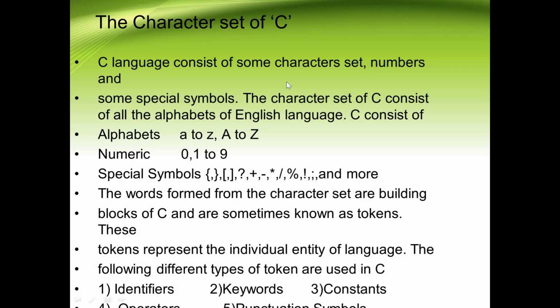Here are some characters of C language. C language consists of a character set, numbers, and some special symbols also. We are going to use alphabets like A to Z and numeric values like 0 and 1 to 9. Special symbols are braces, semicolon, question mark, plus, minus, and all the symbols which we use in our math. There are different types of tokens used in C: identifiers, keywords, constants, operators, etc.